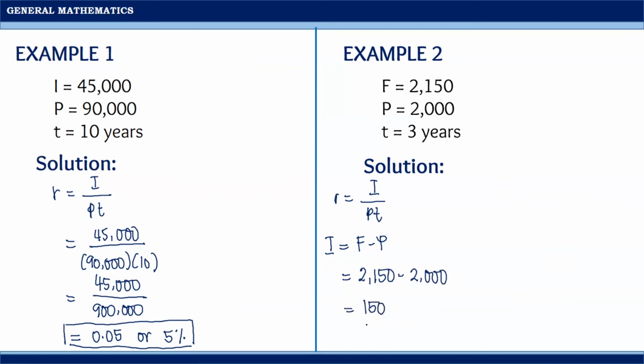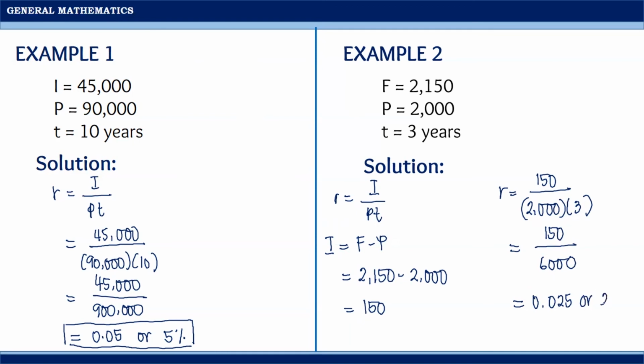Now, we can use the value of I, which is 150, in solving for the rate. R, which is equal to I divided by P times T, will be equal to 150 divided by 2,000 times 3. Simplifying the denominator, 2,000 times 3 will give us 6,000. And then, finally, divide 150 by 6,000, it will give us 0.025. Or in percent, it is equal to 2.5%.